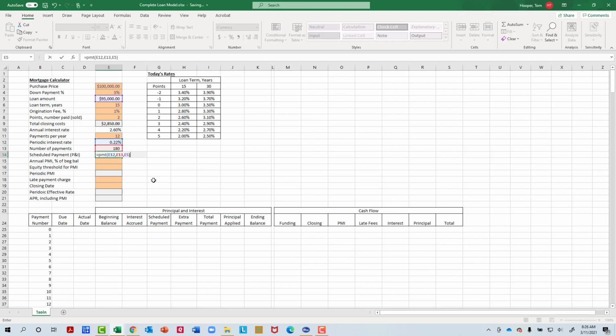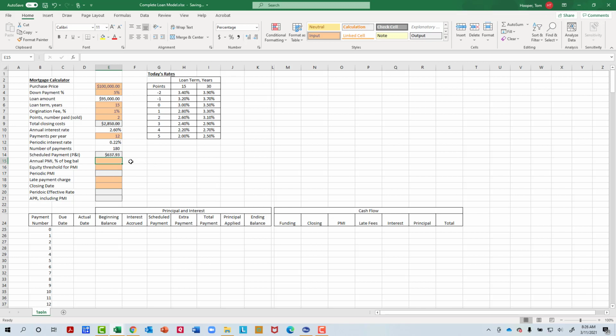So if I hit enter on this, watch what happens. I get a negative number. This is an outflow. The bank gave me $95,000 and I give them back $638 over a long period of months. I'm going to put a negative sign. I could put it in front of the PMT or I could put it in front of the PV, and it will make my dashboard area or my input-output area look a little bit better.